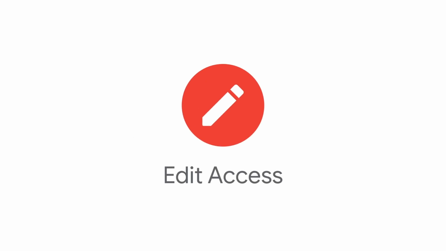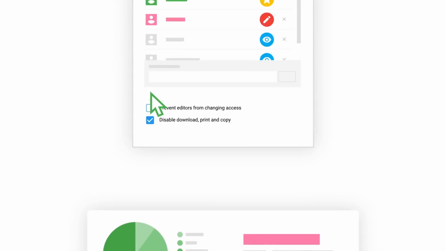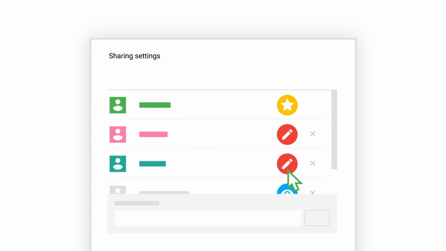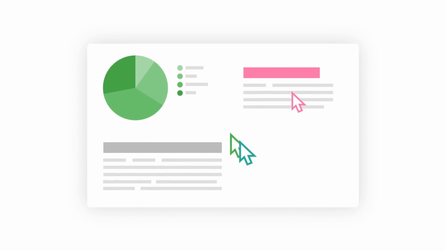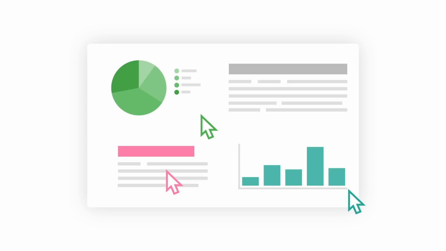Edit access lets other people collaborate on a report. Anyone with edit access can create or edit charts, controls, and other design elements within the report. Want to work with other people to build your report? Just provide them with edit access, and they'll receive an email invitation to begin editing. You can even edit simultaneously and see each other's changes in real time.